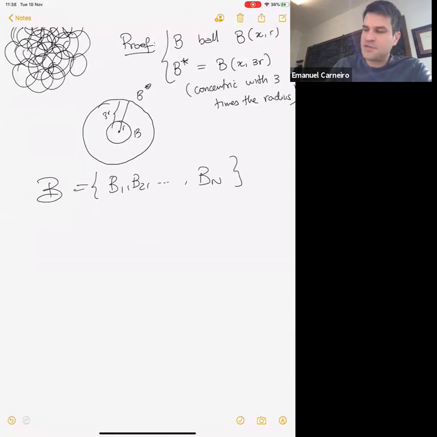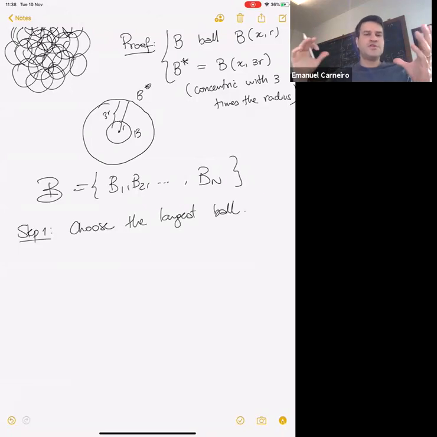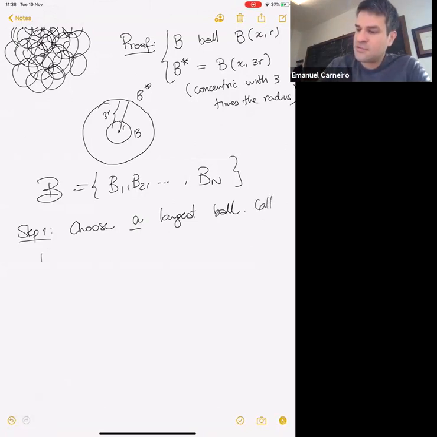So step 1, what you do is you choose the largest ball. Choose a ball with the largest radius. I shouldn't say the largest ball because there may be many balls with the same radius. So I can just say choose a largest ball. Choose one ball with the maximum radius in your collection. Just call it B_I1.